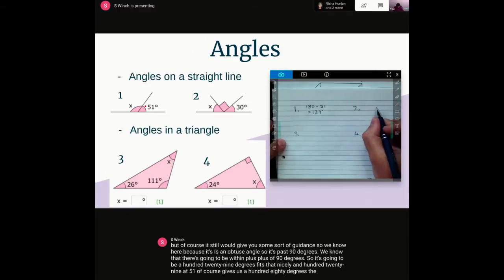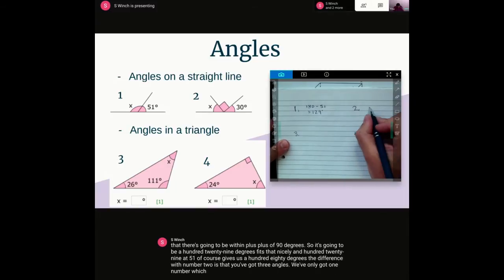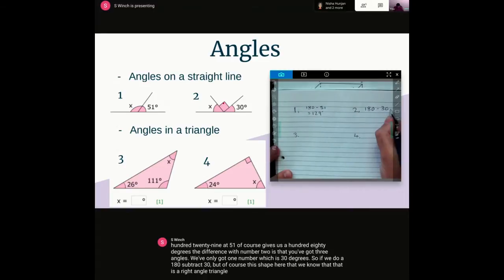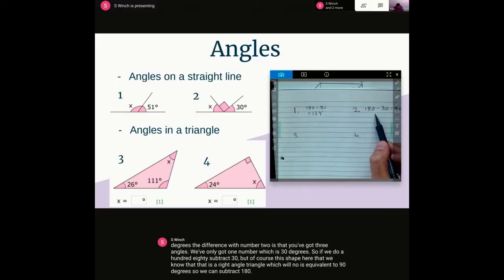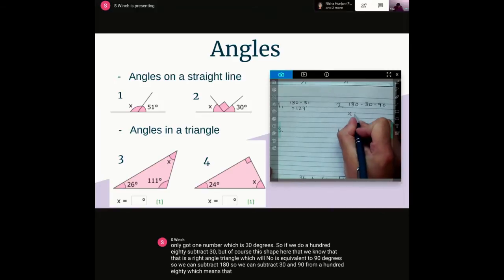The difference with number 2 is that you've got 3 angles. We've only got one number, which is 30 degrees. So we do 180, subtract 30. But of course, this shape here we know is a right angle triangle, which we know is equivalent to 90 degrees. So we can subtract 30 and 90 from 180, which means that x must equal 60.